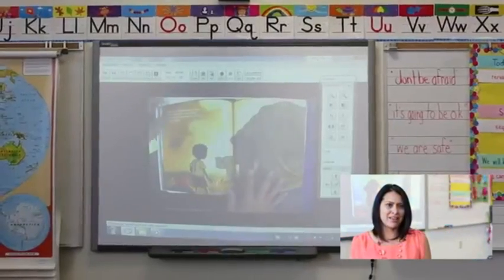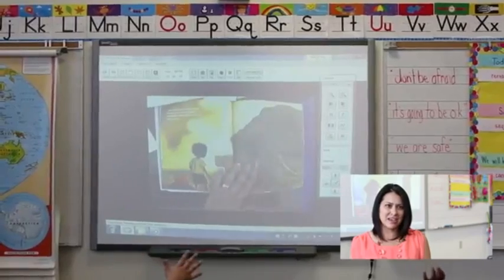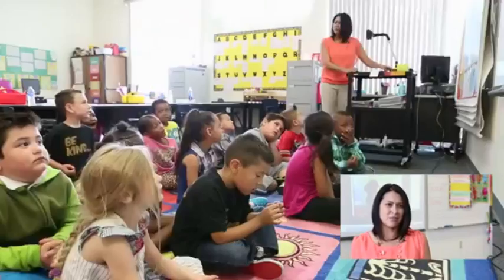As the lesson went on, I went back to the text, and we looked at the illustration and the text and the complexity of the text, and I asked them questions.